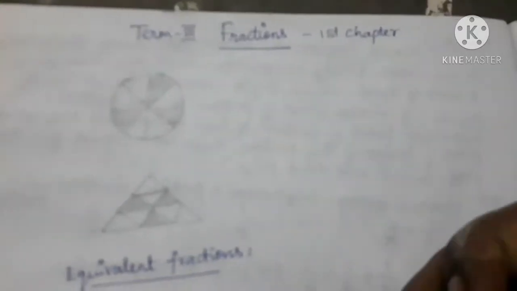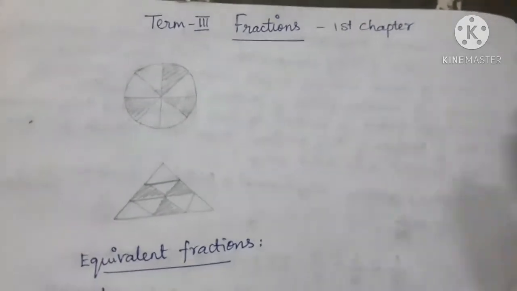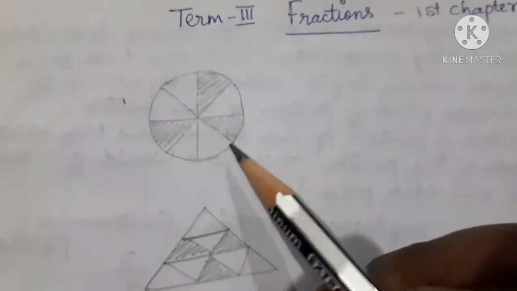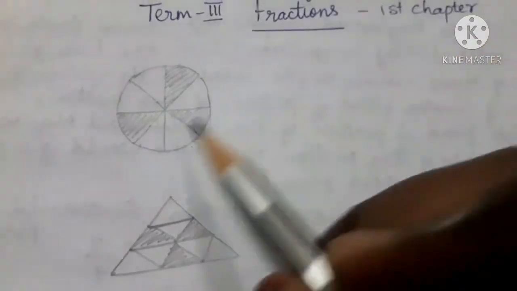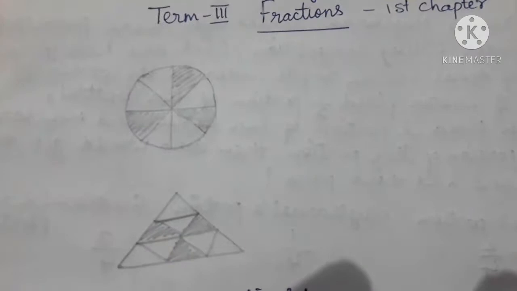Good morning, students. So, in our third term, the first chapter's name is fractions. So, do you know what fractions are? Let us take an example. See this picture. This looks like a pizza or what you call a pie. If there are 8 people, we'll cut it into 8 pieces and take it.